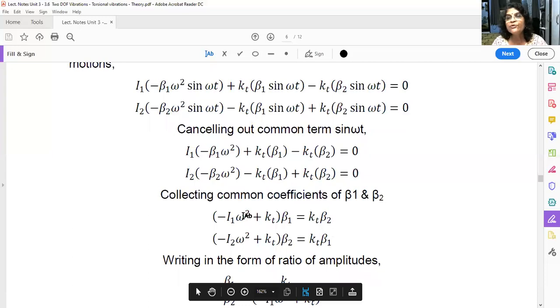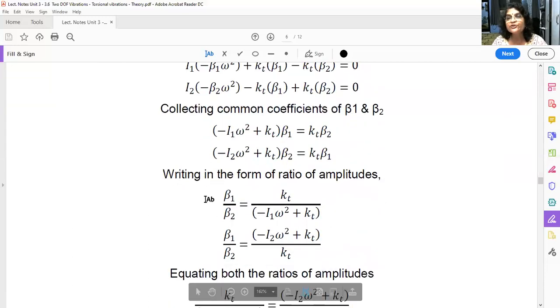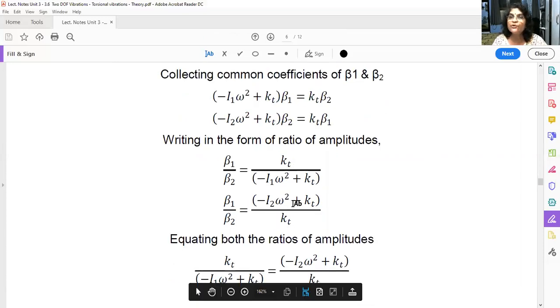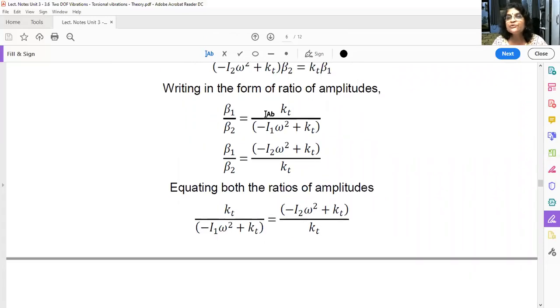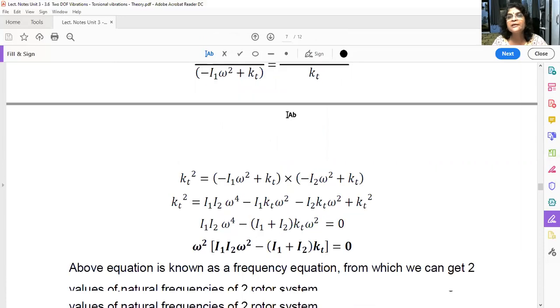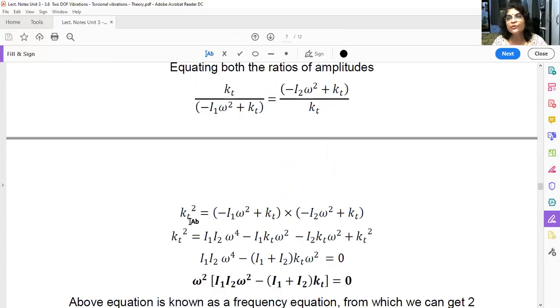Now we have to write these equations in the form of ratio of amplitudes. Beta 1 upon beta 2 is equal to Kt upon minus I1 omega square plus Kt. And in the second equation, beta 1 upon beta 2 is equal to minus I2 omega square plus Kt upon Kt. Now you have to equate these two equations because both are equal. So equating and then cross multiplying, what do you get? Kt square is equal to this bracket into this bracket.